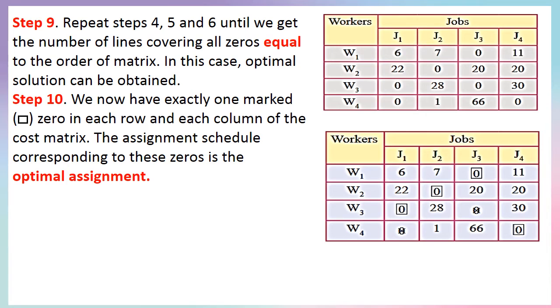Step 9. Repeat steps 4, 5 and 6 until the number of lines covering all zeros is equal to the order of the matrix. In this case, an optimal solution can be obtained. Now we have the new matrix obtained. Now again we do the assignment and crossing out the zeros.